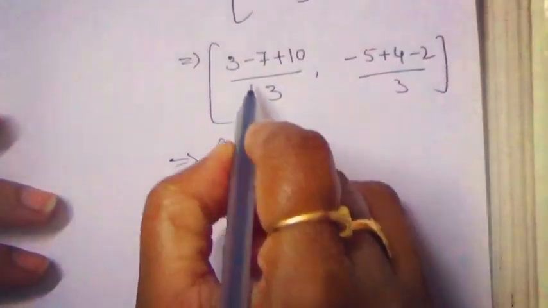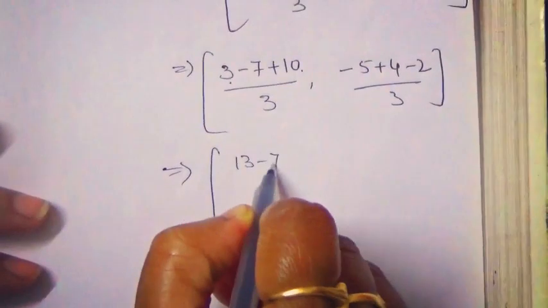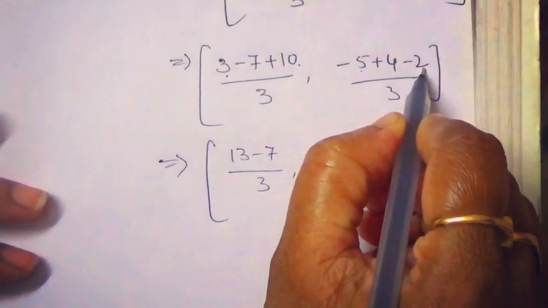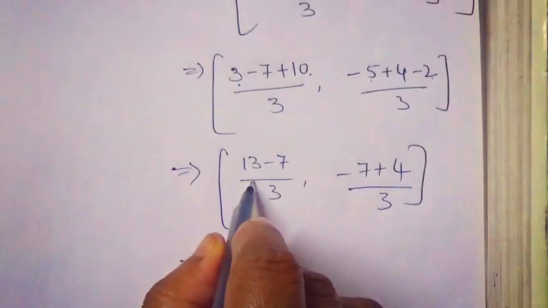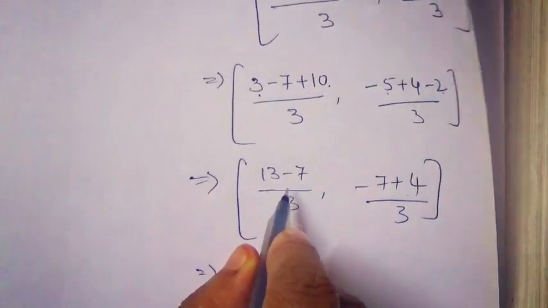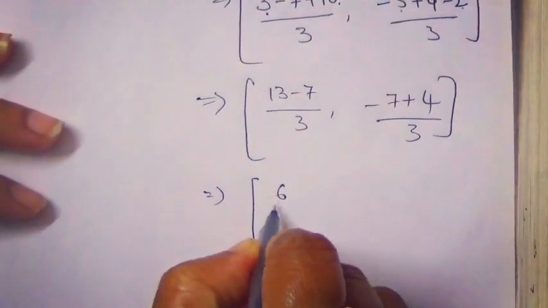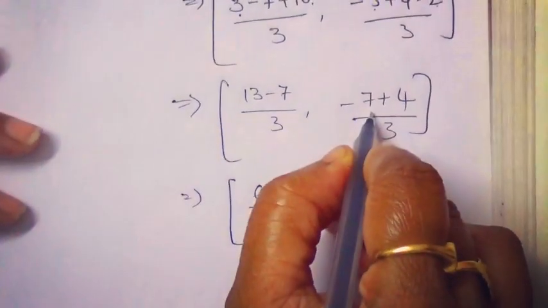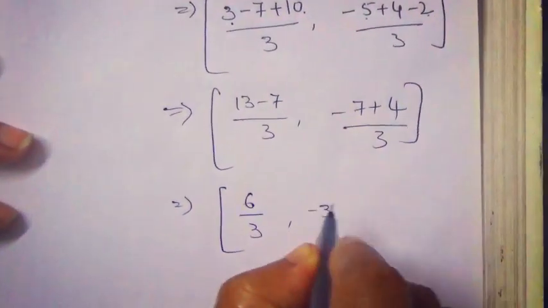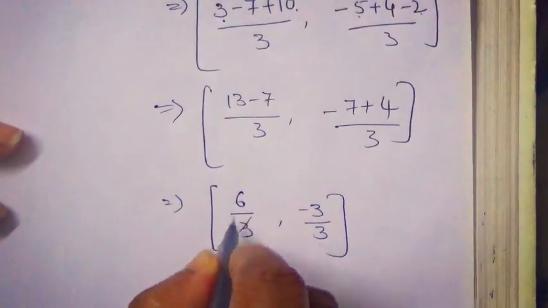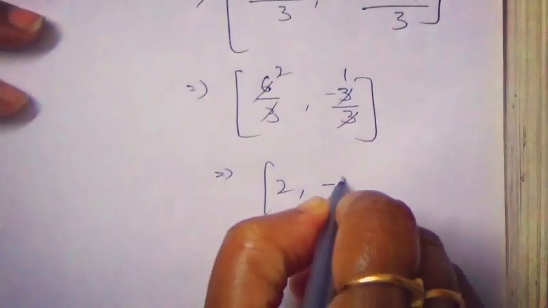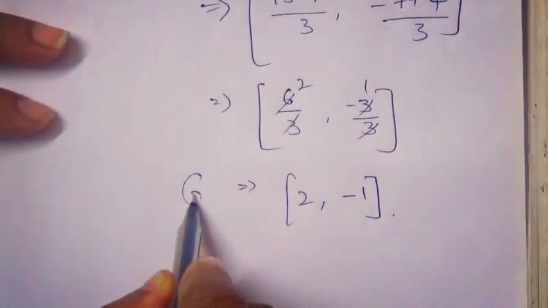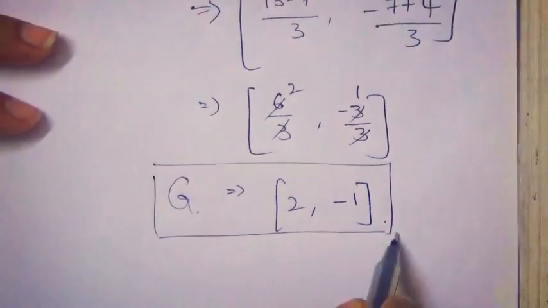That implies 3 plus 10 is 13, 13 minus 7 by 3. For the y values, minus 5 plus 4 minus 2 by 3. So 13 minus 7 is 6 by 3, and minus 3 by 3. When you cancel this, you get 2, and when you cancel the other, minus 1. So 2 comma minus 1 is the centroid of the given triangle. That is point G.